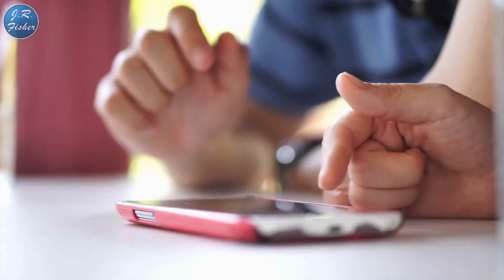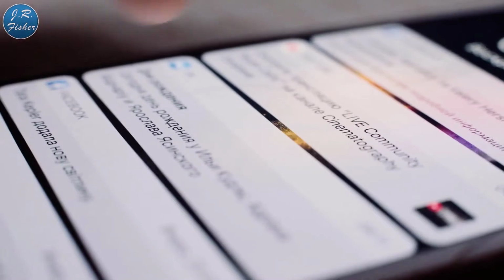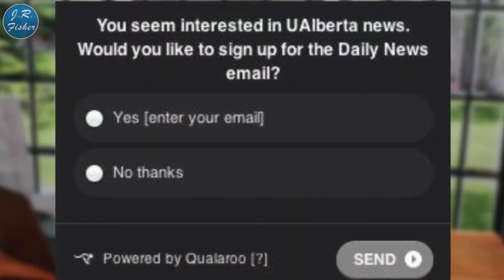Number 3, create a timed pop-up survey. Start to survey your customers. People love surveys, they love taking them, and the thing is they feel like they're really included when you put a survey on there. Pop-up surveys do great. University of Alberta put this particular survey on here. It says, you seem interested in Alberta news. Would you like to sign up for a daily news email? This one here did amazing. Okay, and this would pop up after about 10 seconds that they were on the actual site.